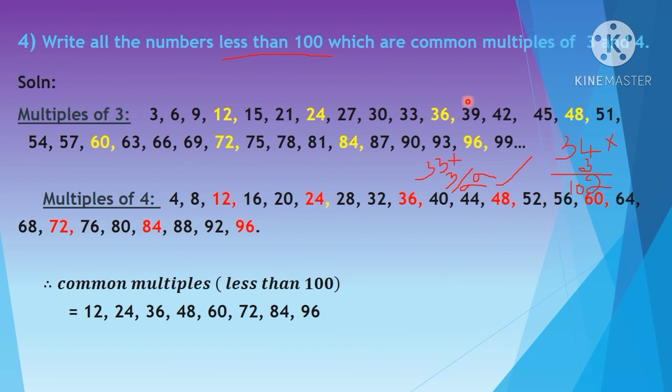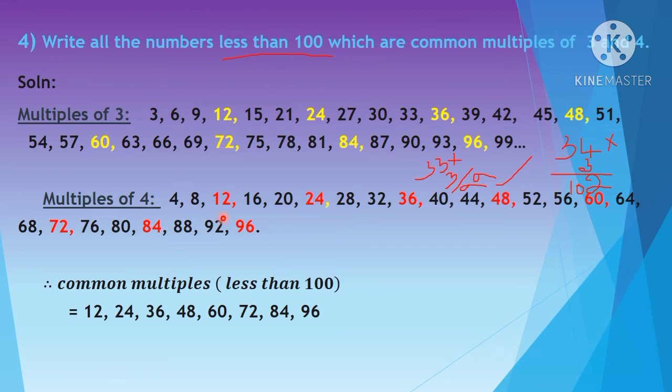The same way you want to write the multiples of 4. So here the last number is 96. Like that you will be writing the multiples for 3 and 4. Now check whether you are having the common multiples. Yes. For 3 and 4 you have 12 as a common multiple, then 24, then 36, next 48, then 60, then 72, 84 and 96. So for the multiples of 3 I have given the yellow color to the numbers which are common, and for the multiples of 4 I have given red color for easy identification.